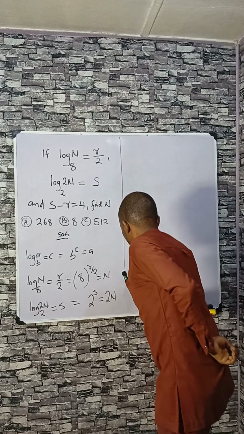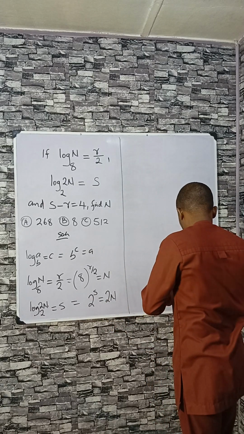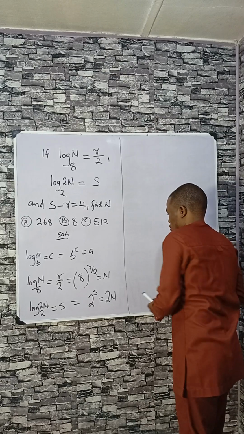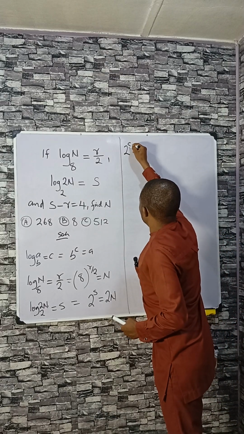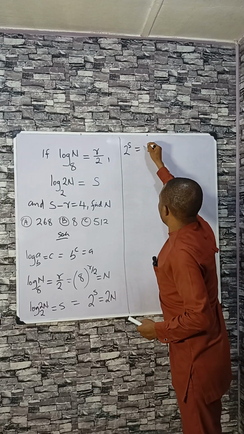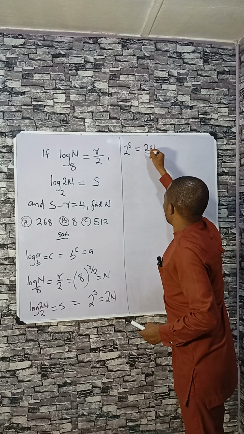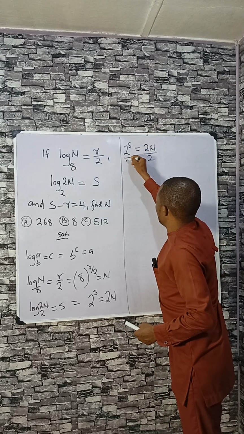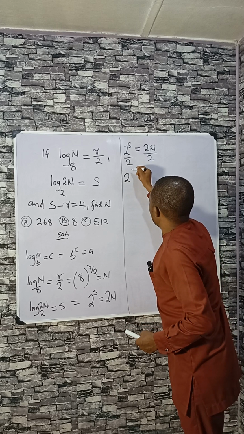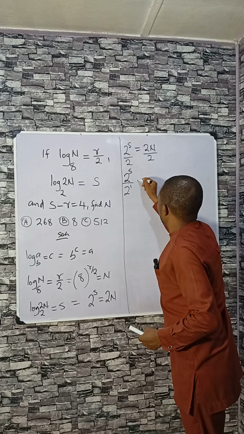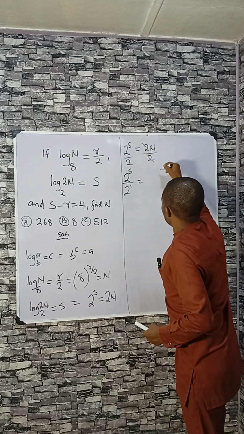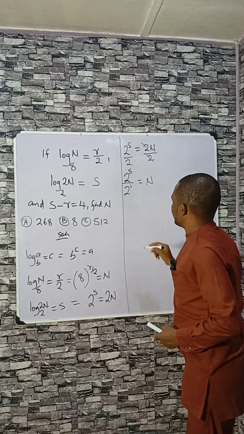So we take it from here. From here, 2 raised to the power s equals 2n. We want to make n stand alone. So if you divide by 2, we'll have 2 to the s divided by 2 raised to the power 1 equals this, as taking care of this, equals n.